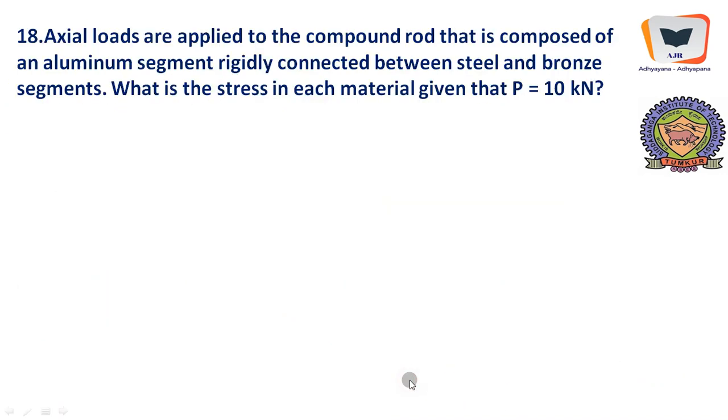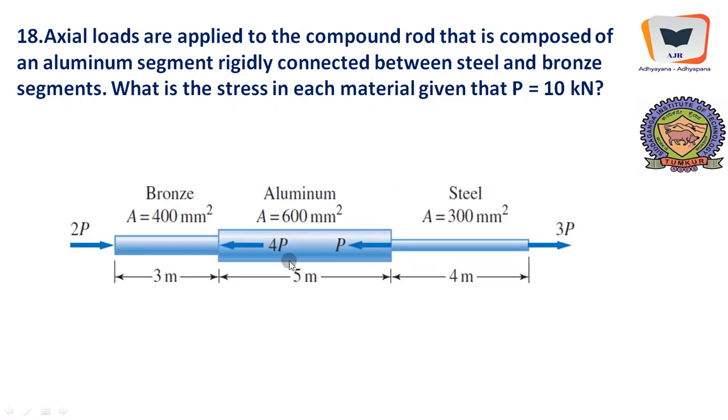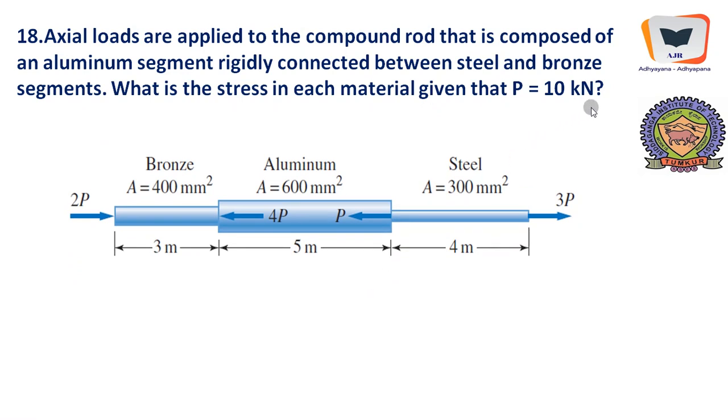And this problem reads like this: axial loads are applied to the compound rod, that is composed of an aluminum segment rigidly connected between the steel and bronze segments. What is the stress in each material given P equal to 10 kilonewton?